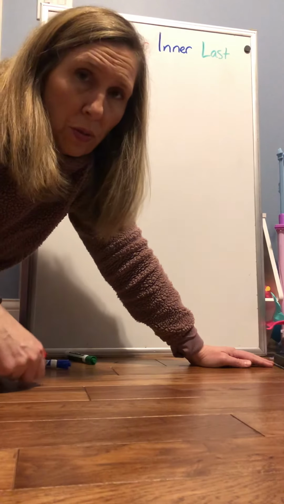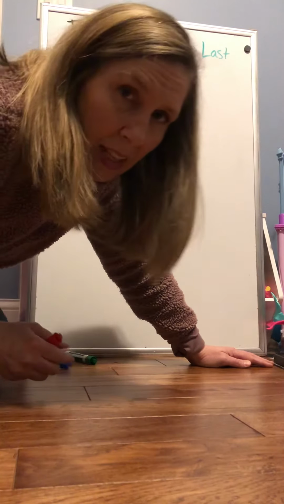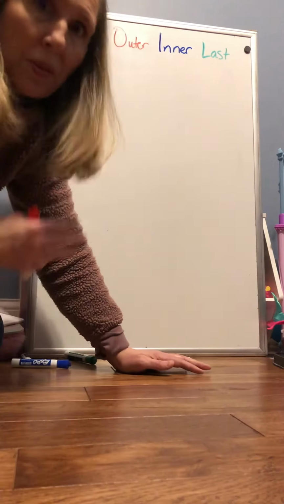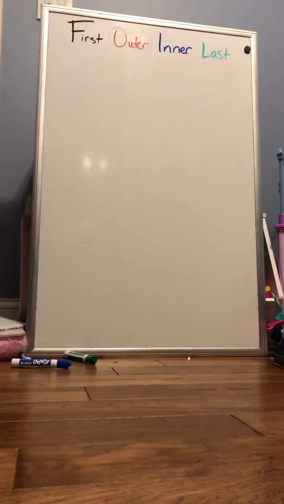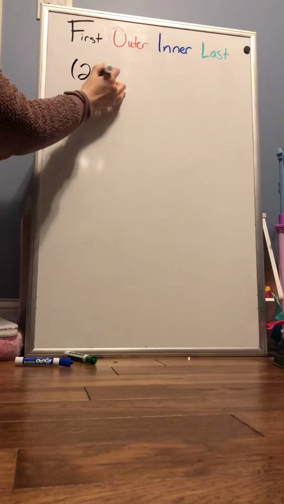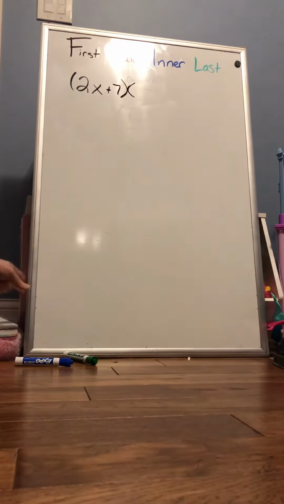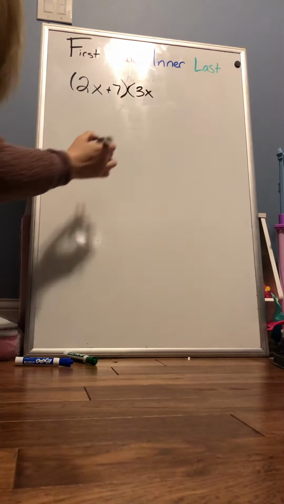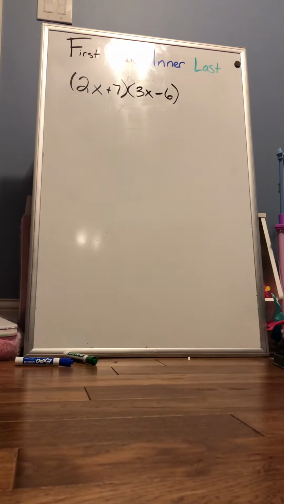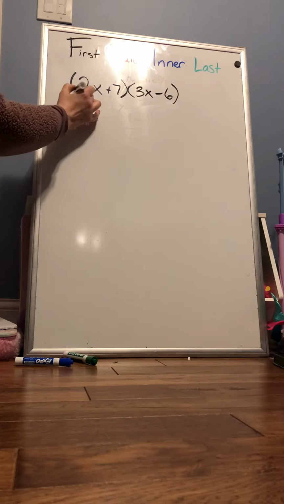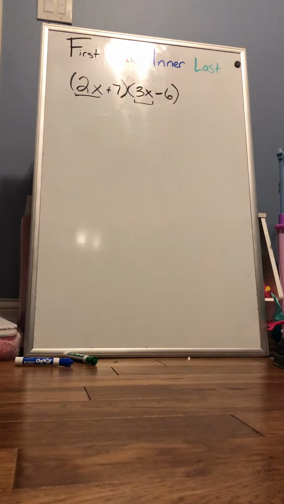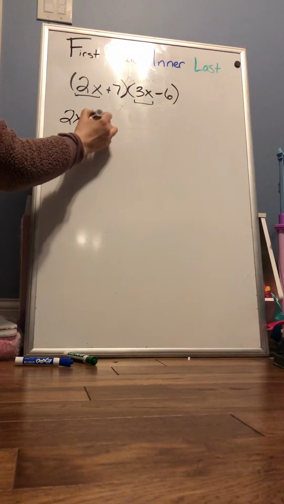You'll see I'm going to do 3 more examples. So let me show you, and then we can hopefully help you along the way. All right, here it goes. So we're going to take 2x plus 7 times the quantity of 3x minus 6. And so when you look at those two binomials, hopefully you're understanding that your first terms are the first two terms in the two separate binomials. So you would take 2x times 3x.